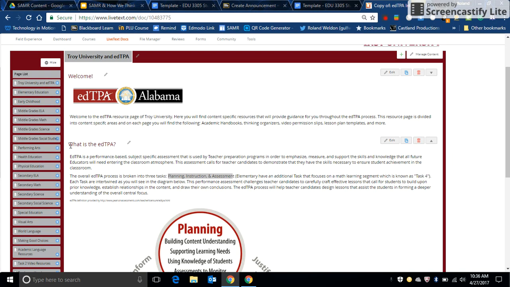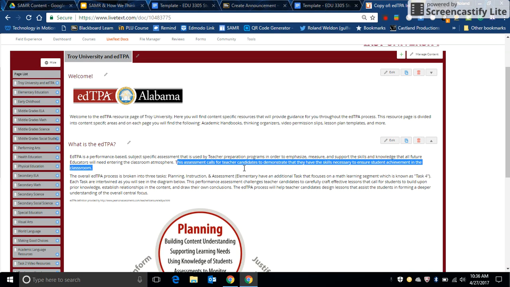And what is the EdTPA process itself? What they're trying to do is provide assessments at a state and a national level that give you the opportunity to develop products so that we can determine if you have all the required understandings and skill sets to become effective teachers in the classroom. And that's basically what they're saying here.